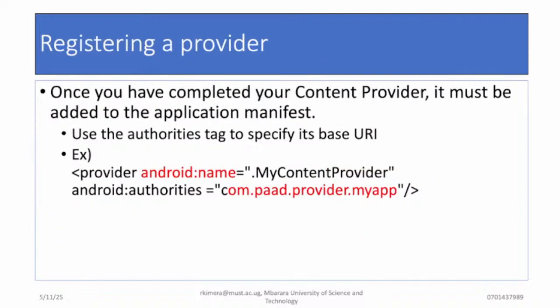Then you want to register your content provider, which is registered within the manifest. Again, if you remember, even for broadcast receivers we registered them in the manifest, or we had two ways. You could register them in the manifest or directly in Java.